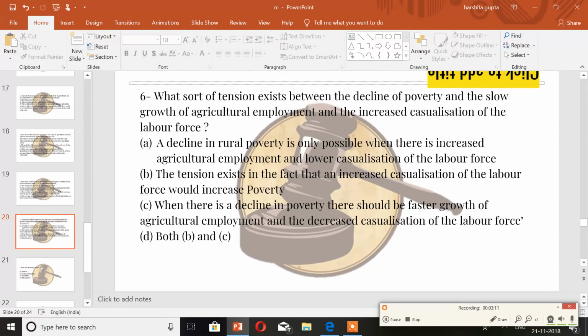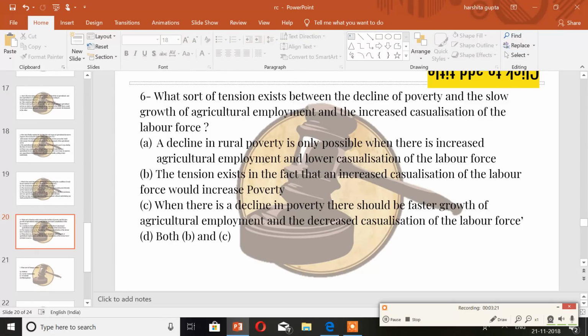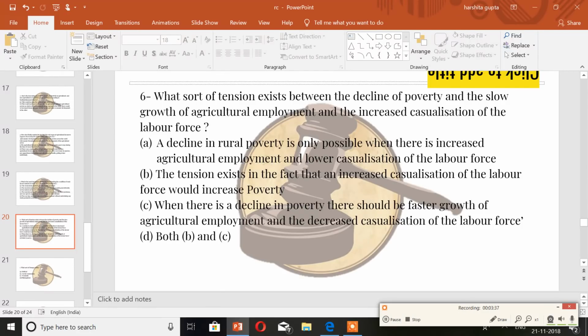Now the next question: what sort of tension exists between the decline of poverty and slow growth of agriculture and employment and the increased casualization of labor force? This can be solved if you get to the essence of the paragraph. It talks about how if the labor force in the agricultural sector increases, then there will be disguised unemployment. You must have studied about disguised unemployment.